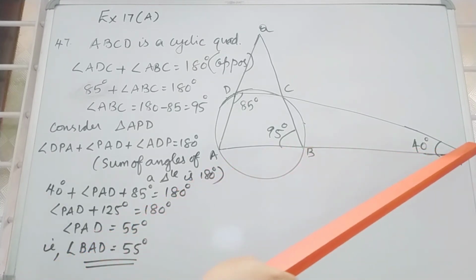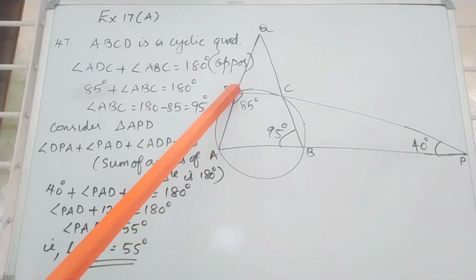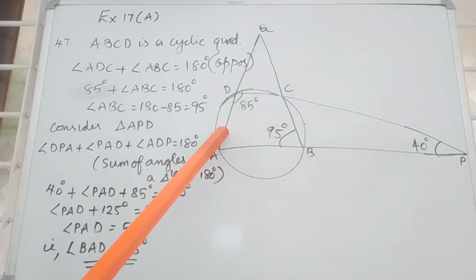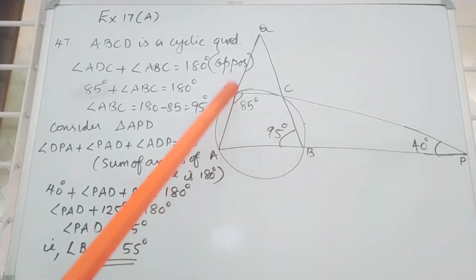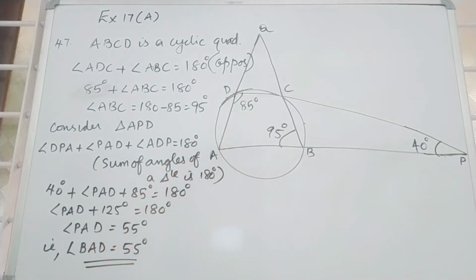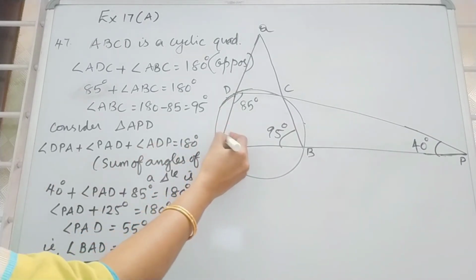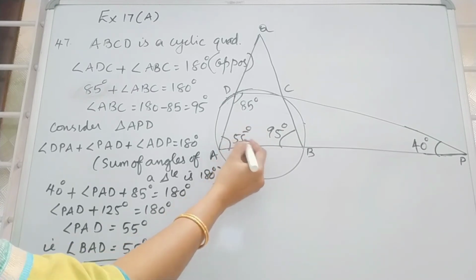Look at PAD. We want to find BAD, so it is the same angle A we want to find out. Instead of PAD we can write BAD. So angle BAD, that is angle A, is 55 degrees. That is the first part.